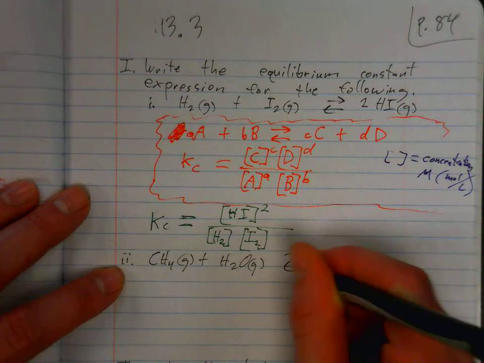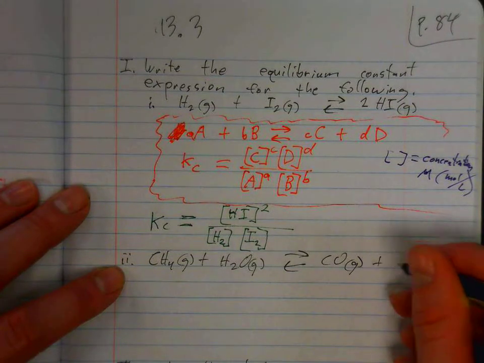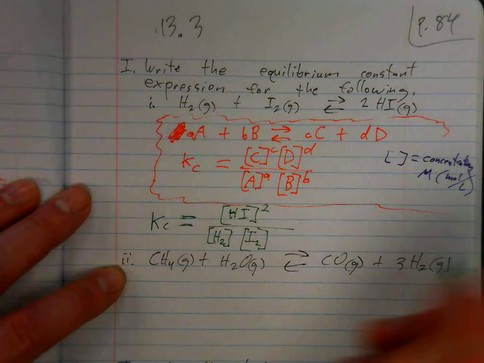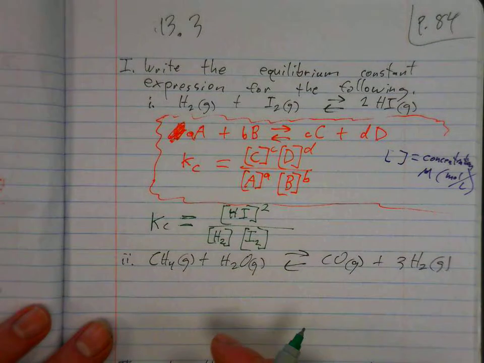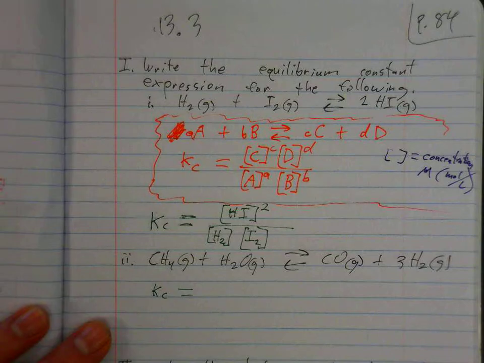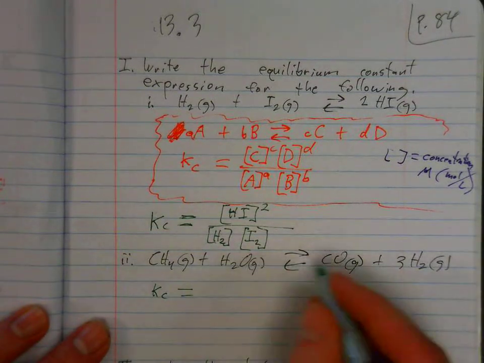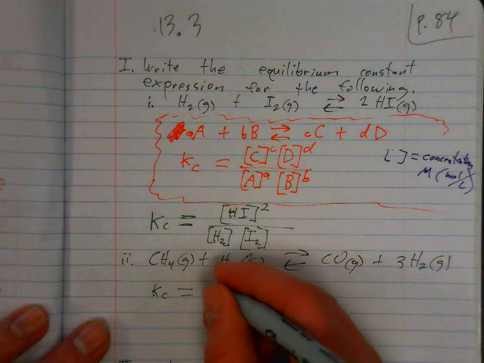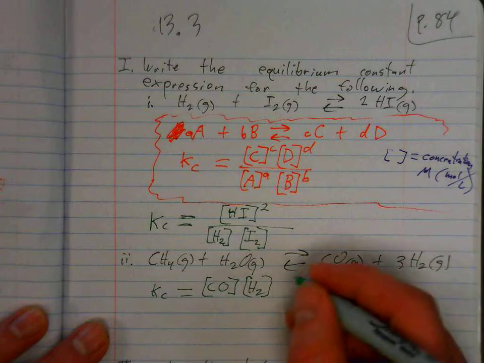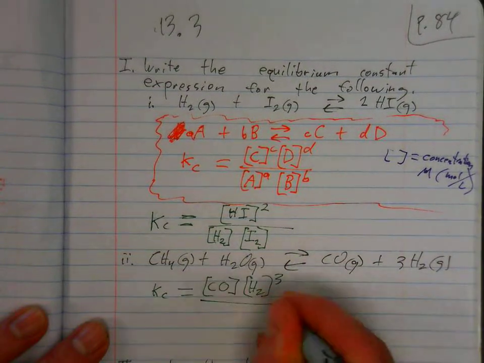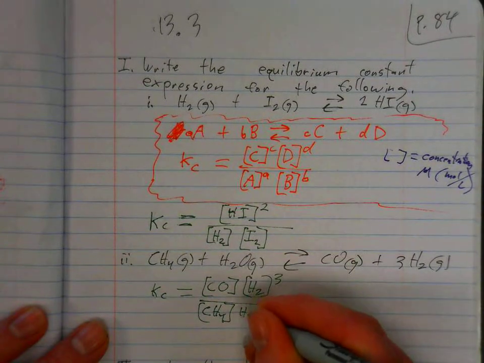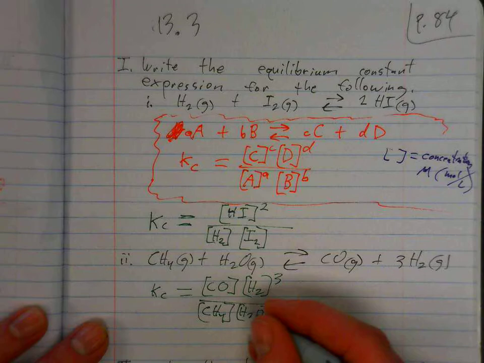What if we have CH4 plus H2O and 3H2? So the equilibrium constant expression, Kc, and if you'd like to try this one on your own, you can pause it and we'll go over the solution, is CO times H2 raised to the third power divided by CH4 times H2O, and there we go.